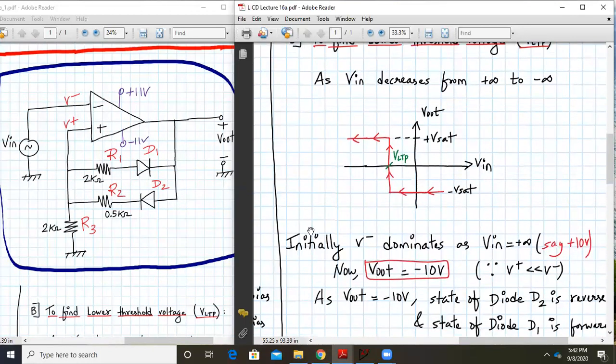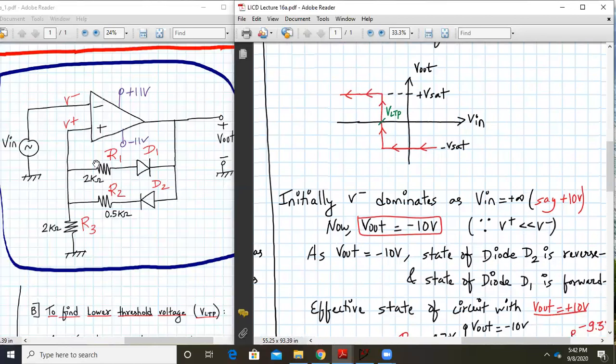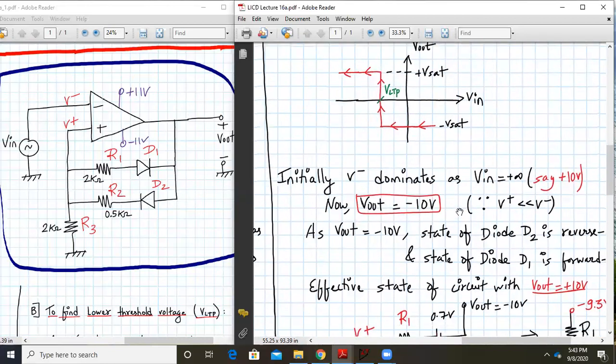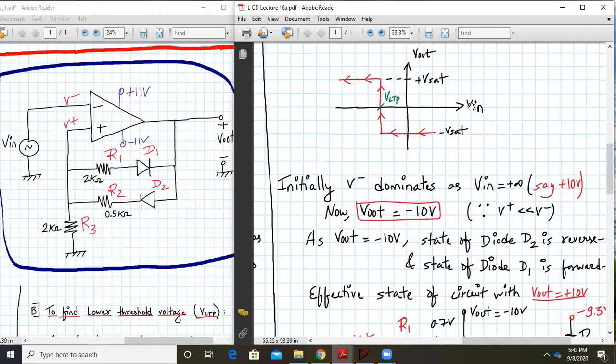Initially V minus will dominate because it's a very high value compared to your V plus. V plus is a fraction of the output, so if V out can be max 10, V plus has to be lesser than that. Since V in is a higher value, V minus will dominate, and the output will be at minus VSAT. We know that if V plus is less than V minus, output will be at minus VSAT. In this case, it is minus 10. So if V in is very high, your output is at minus VSAT, that is minus 10.